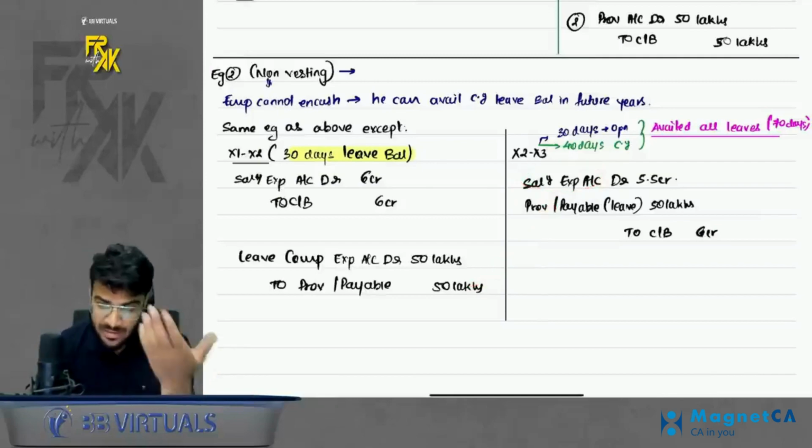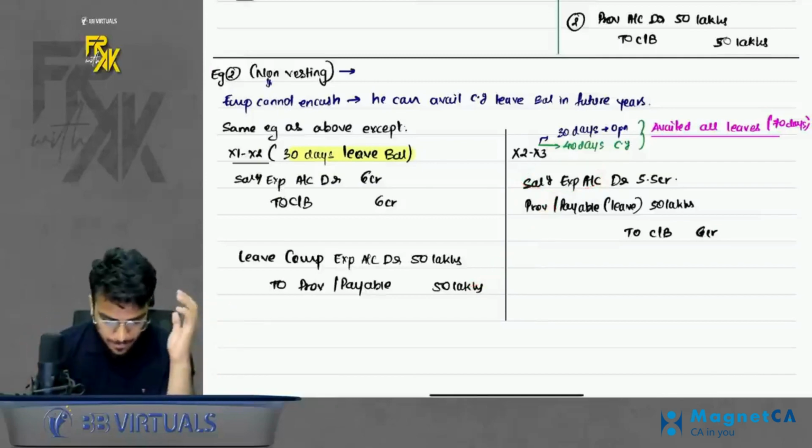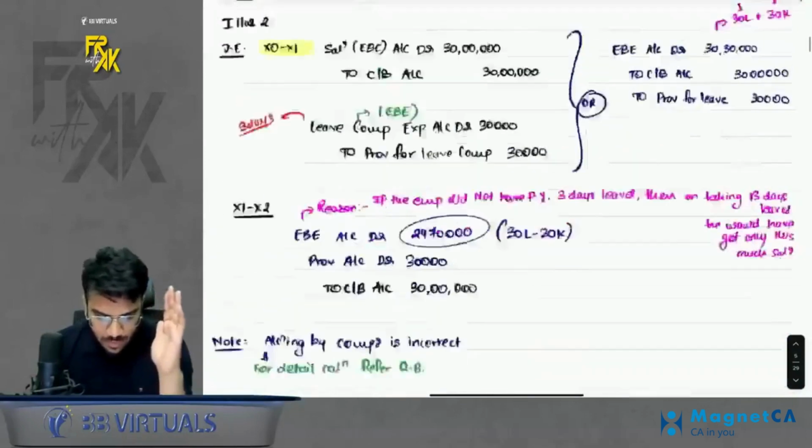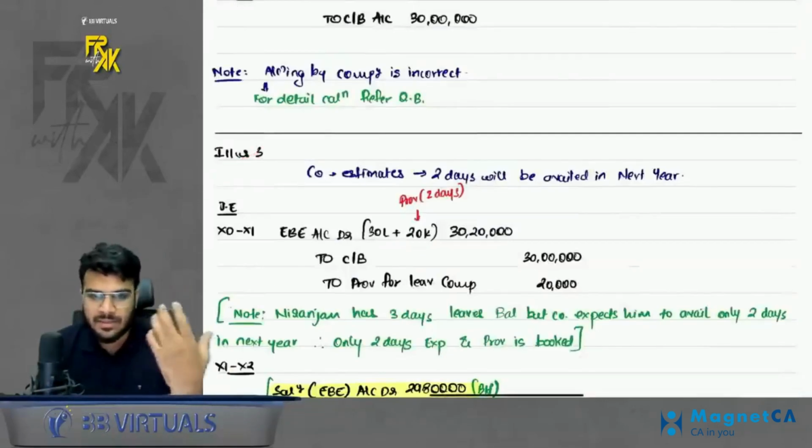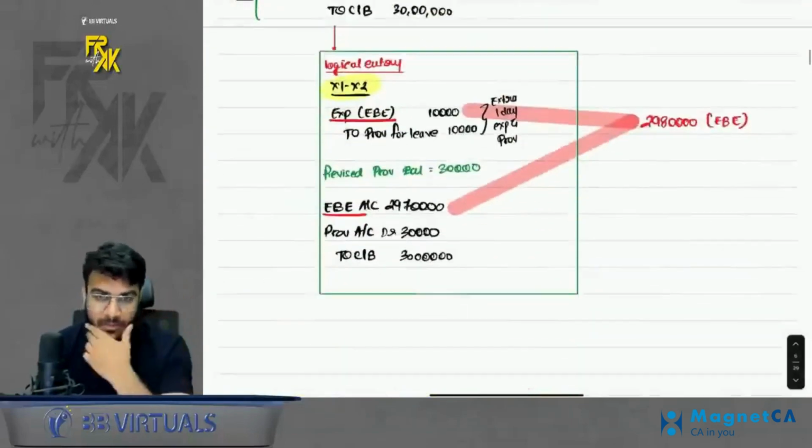Of course, the logic we already discussed in the class. I'm just focusing on revision here. Okay. So this was leave compensation. Then you can do illustration number 2 and 3 of our notes, which is not LDR, but a very simple question which you can do. So just practice that question at home.